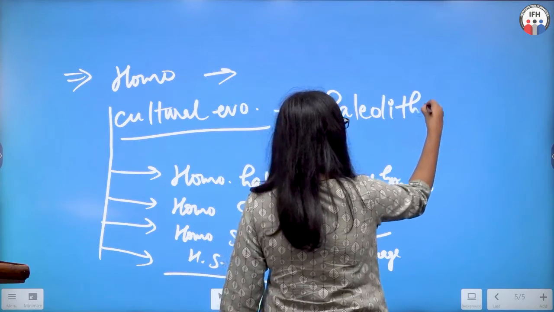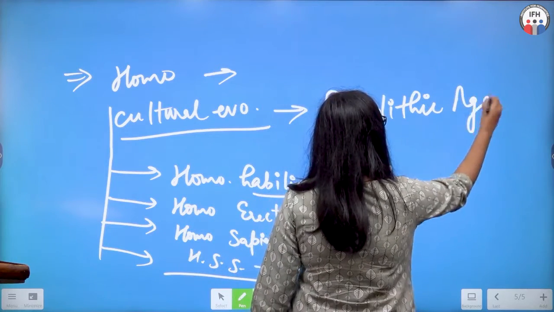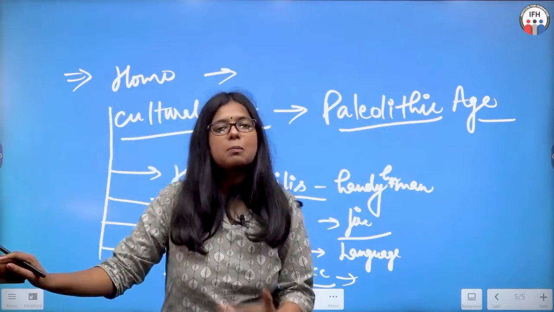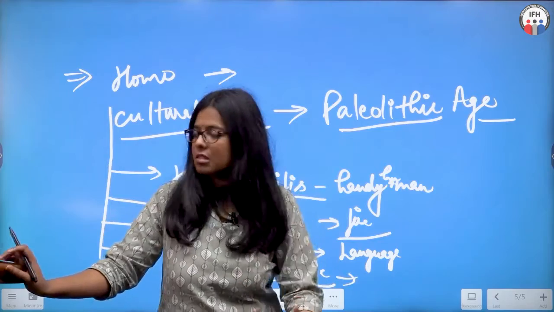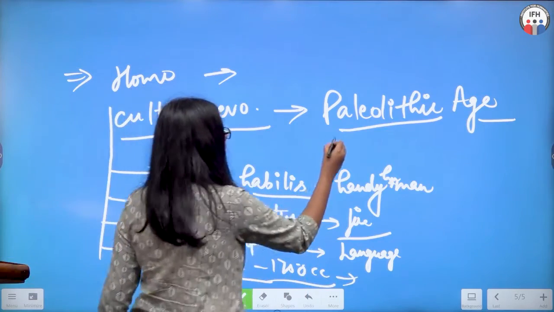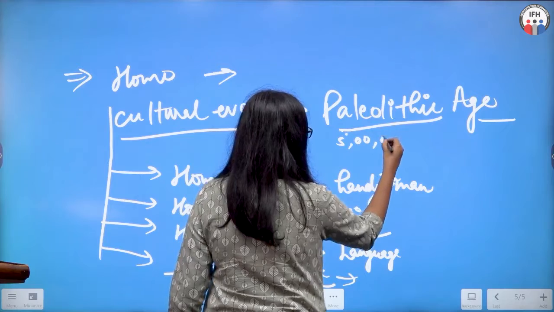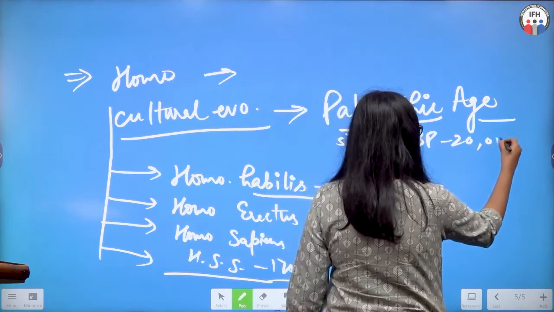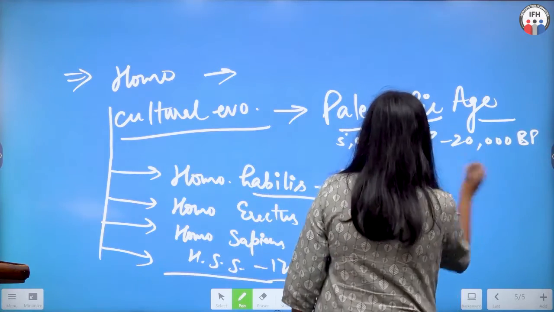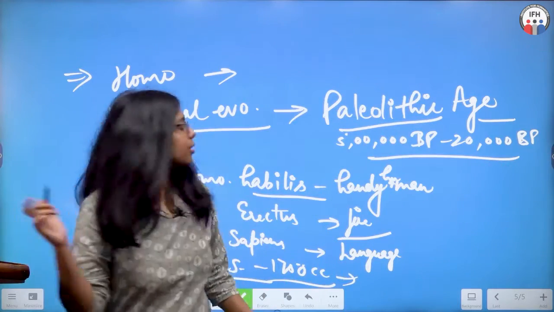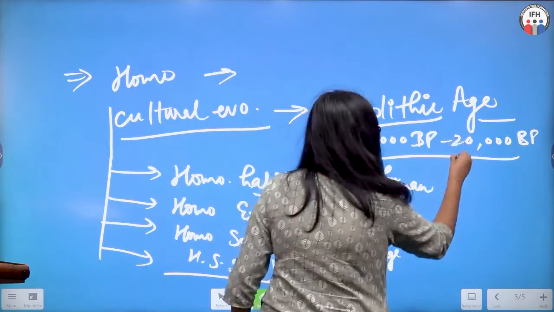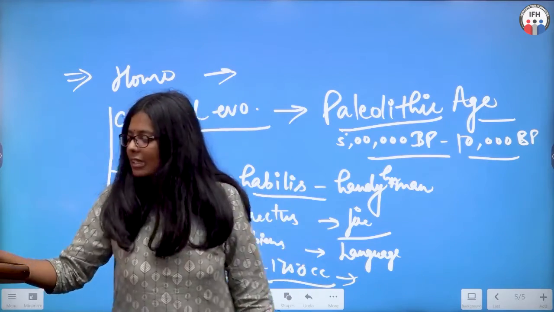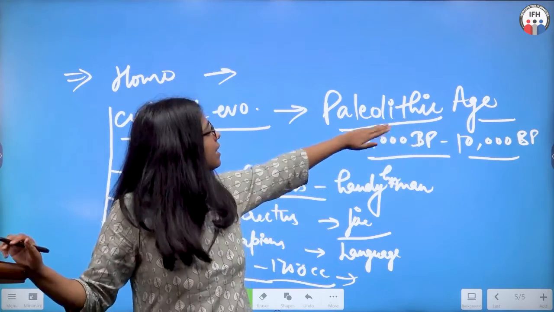Paleolithic age. It started here, when humans picked up the first stone to make tools. So what is the time period? 5 lakh years before present to 10,000 years before present. That is the basic timeline of the Paleolithic age.